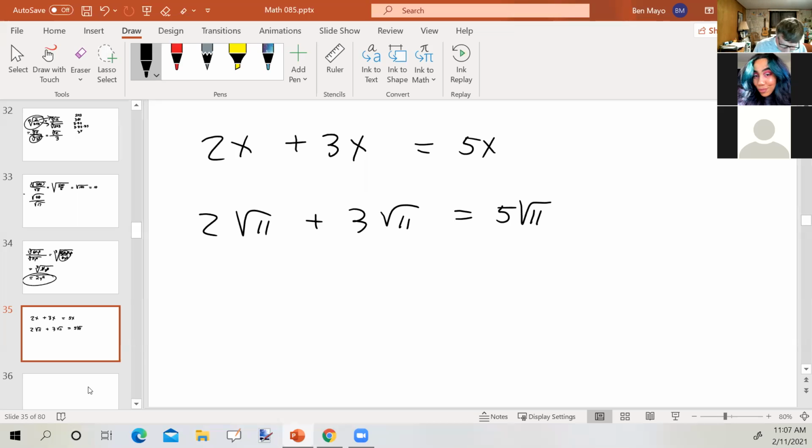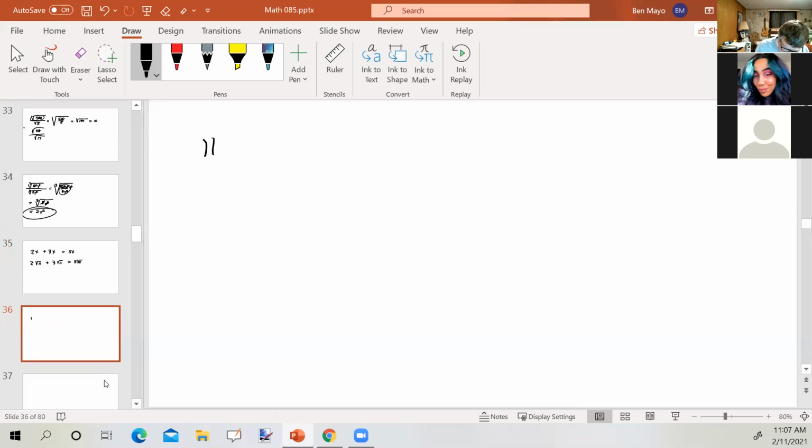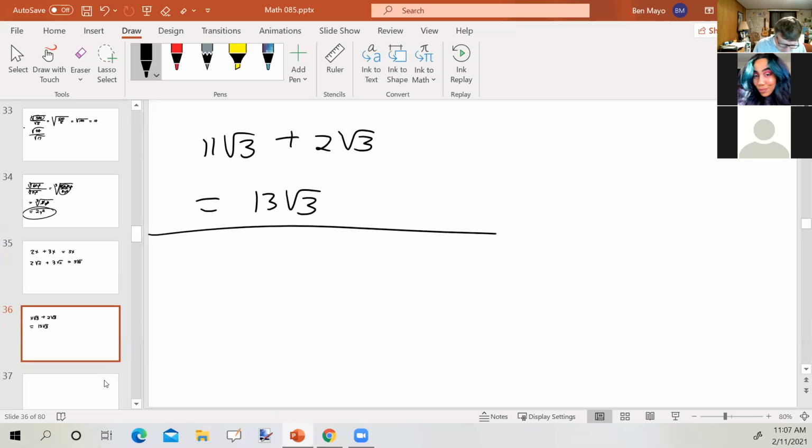All right, now, let's say we've got 11 square roots of 3 plus 2 square roots of 3. That would equal 13 square roots of 3. Okay. Let's say we've got 30 times the cube root of 6 minus 10 times the cube root of 6. What would that be? 20 cube roots of 6.